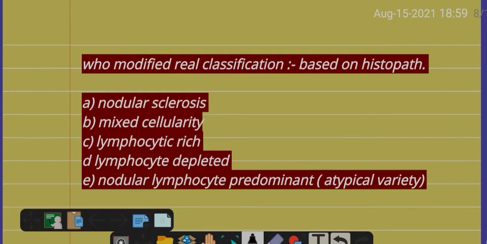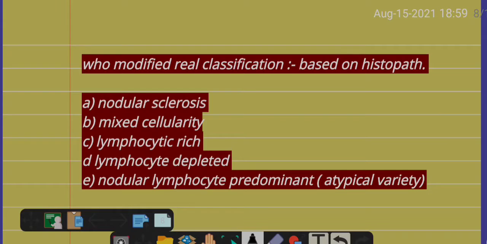The WHO modified REAL classification is based on histopathology. So we have nodular sclerosis, mixed cellularity, lymphocyte rich, and lymphocyte depleted. A to D are classical Hodgkin's lymphoma, and this E, nodular lymphocyte predominant, is an atypical variety because it is CD15 and CD30 negative.